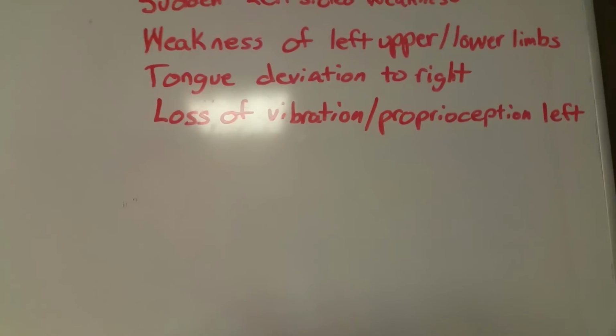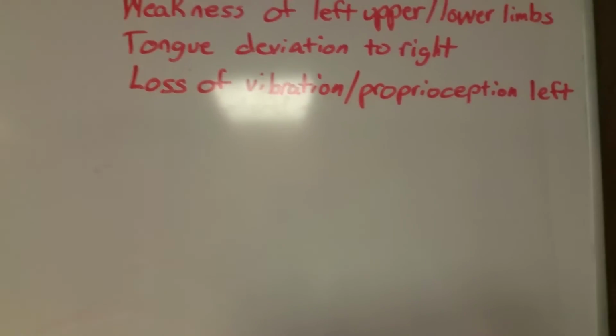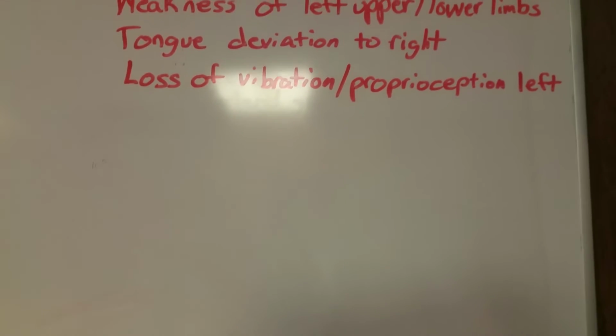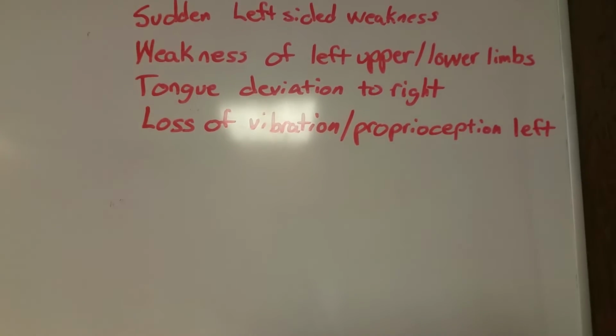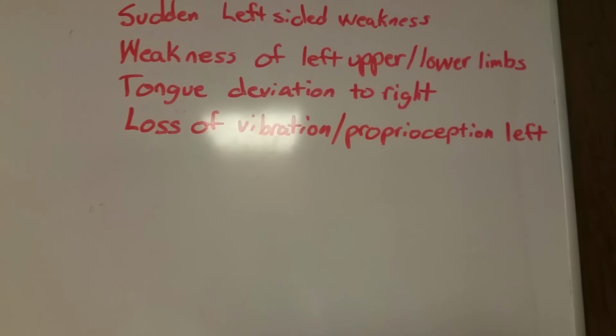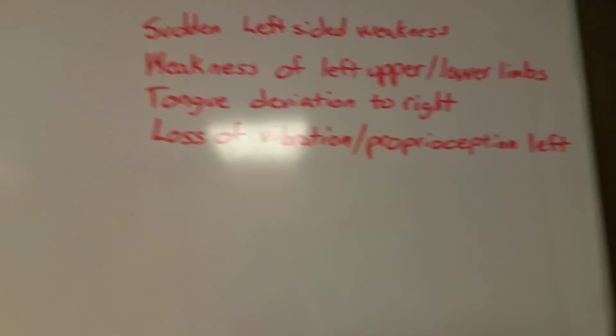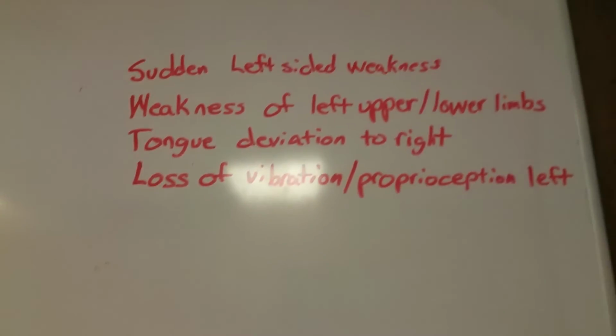Now we just need the side. Tongue deviation. The tongue never lies. So the tongue is going to point to the side of the lesion. So the answer is right medial medulla. You didn't have to draw a pathway. You didn't have to do anything. You just had your tongue and it took you right to the answer. So let's do another one.